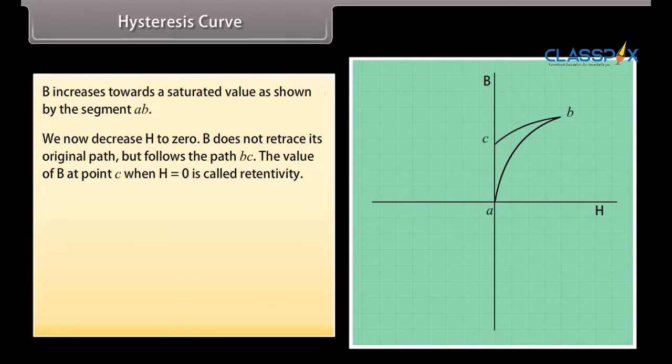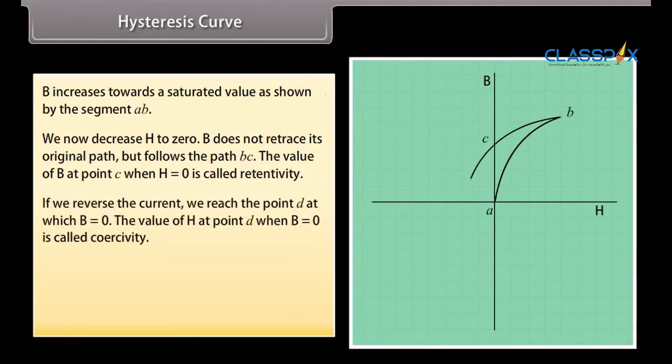The value of B at point C when H is equal to 0 is called retentivity. If we reverse the current, we reach the point D at which B is equal to 0. The value of H at point D when B is equal to 0 is called coercivity. As we further increase the reversed current, B saturates in the opposite direction at point E, and turning the current to 0 at point F.